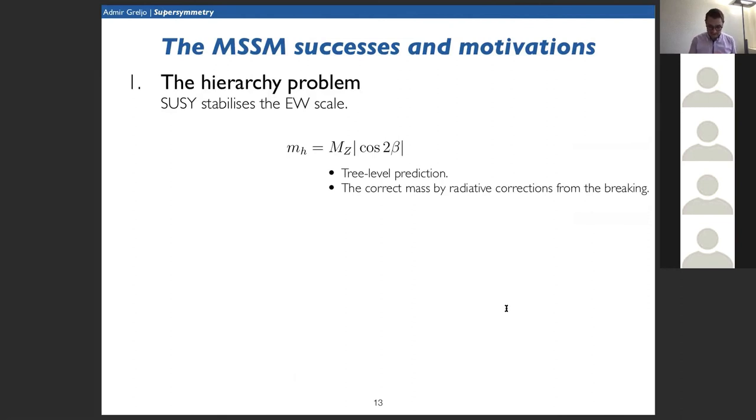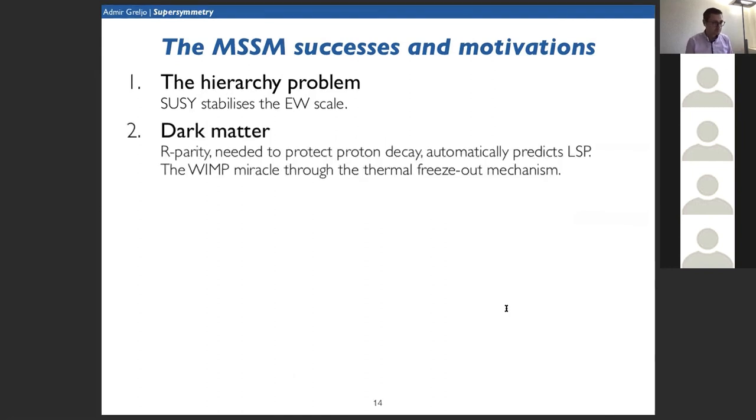Okay. So the MSSM is really the benchmark for beyond the standard model physics. For many, many years, people considered this the most important benchmark theory beyond the standard model. And it has some really fantastic features. For example, it solves the hierarchy problem. This R parity, which was needed to protect proton decay, automatically gives you a candidate for dark matter. And in fact, you can realize the WIMP miracle, weakly interacting massive particle, through the thermal freeze out mechanism. It is the vanilla dark matter that we can think of.